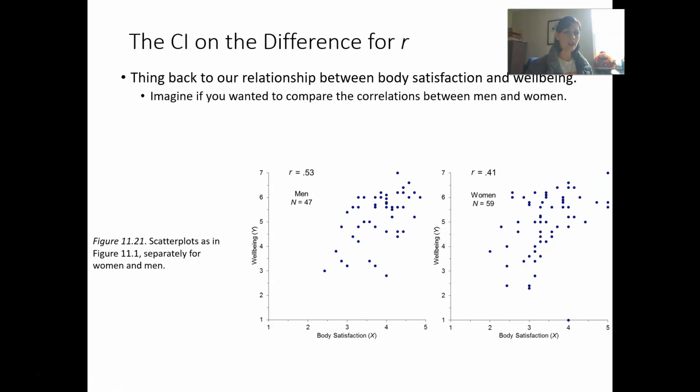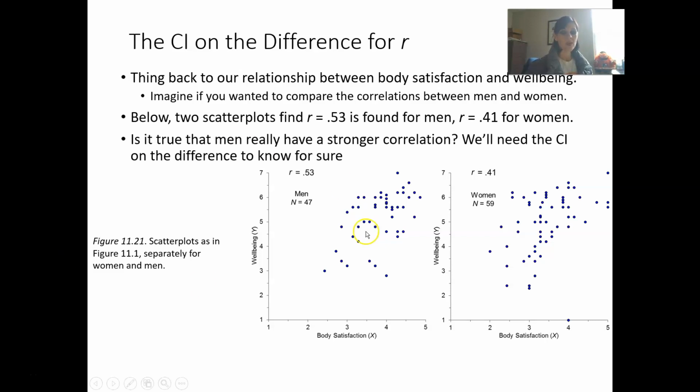Now, I want to go back to the confidence interval on the difference for r. So I want us to go back to looking at the relationship between body satisfaction and well-being. So let's say we wanted to look at whether this relationship holds when we divide people by their self-reported gender. So looking at people who identify as men, people who identify as women. So if we looked at these two scatter plots, imagine we found something like this. We get a 0.53 correlation for a group of 47 people that identify as male, and a 0.41 correlation for 59 people that identify as women.